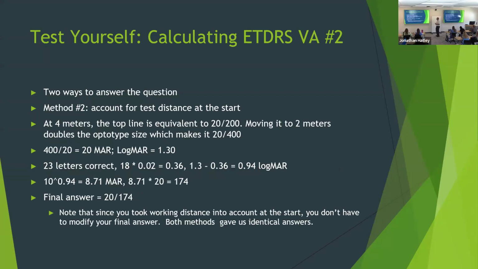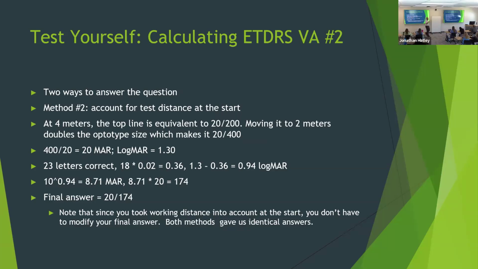The other way to do it is to account for the test distance at the start. So if you go through the math and you look at a 2200 optotype, and then you get the MAR from that, and then you take the log of that MAR, then a 2200 optotype moved up to 2 meters is now equivalent to 2400. And so 400 divided by 20 gives you a MAR of 20, and then you just basically punch in log on your calculator and it'll spit you out a 1.3.